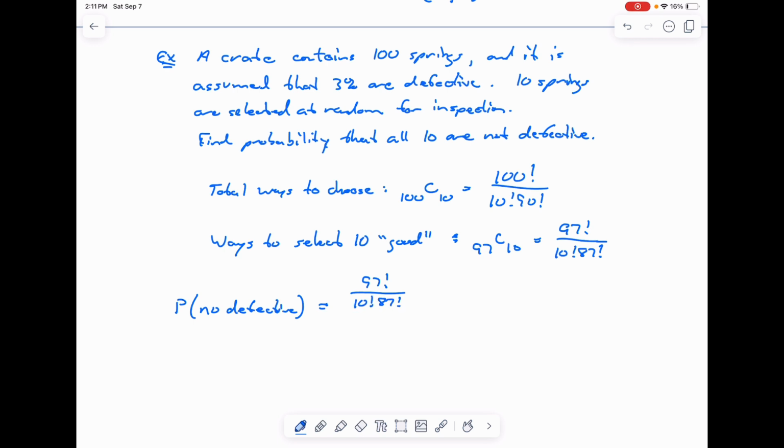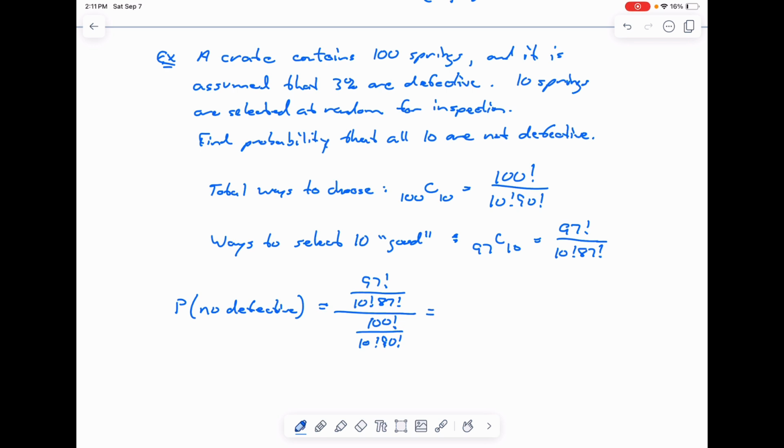Now, you might be wondering, why are you doing this? Why don't you just use Excel? Why don't you just use your calculator and get the number? I just want to show you that in this kind of situation, it may not be necessary to do that. It's actually almost easier or faster to do this, because when I divide that by the 100 factorial, divided by 10 factorial, 90 factorial.